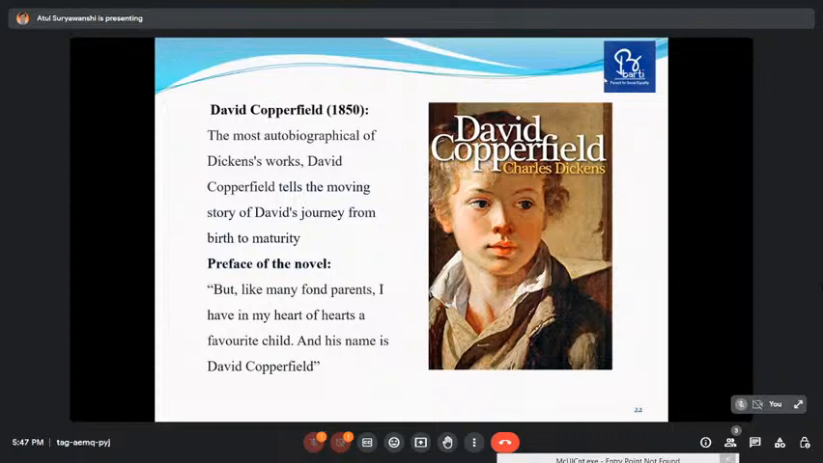So, in the very preface of the novel, as I told you, like many fond parents, I have in my heart of hearts a favorite child, and his name is David Copperfield, said Charles Dickens himself, because this is the autobiography of the novelist himself.